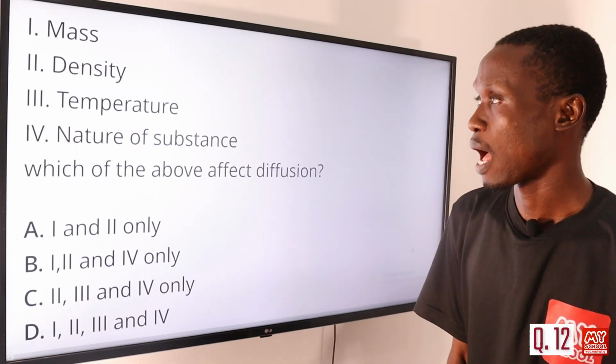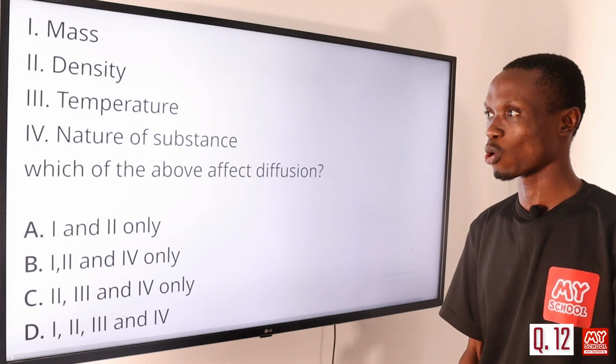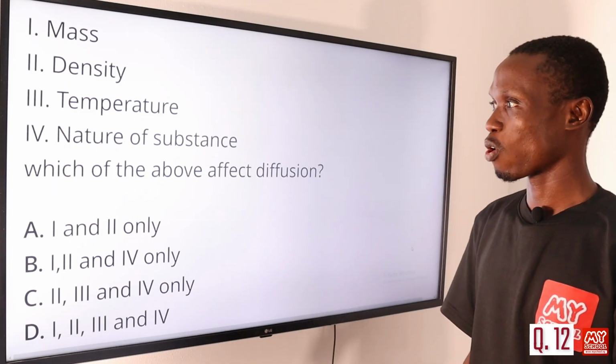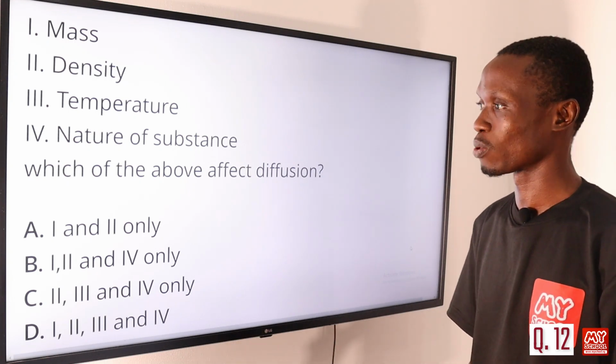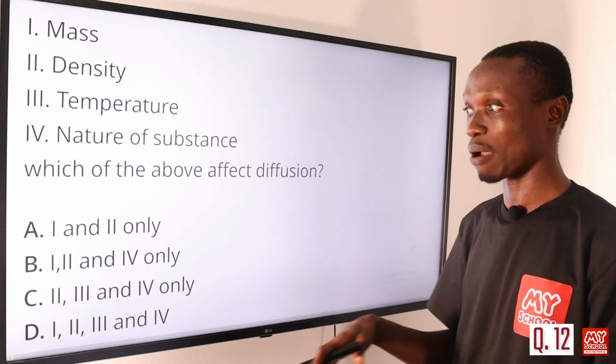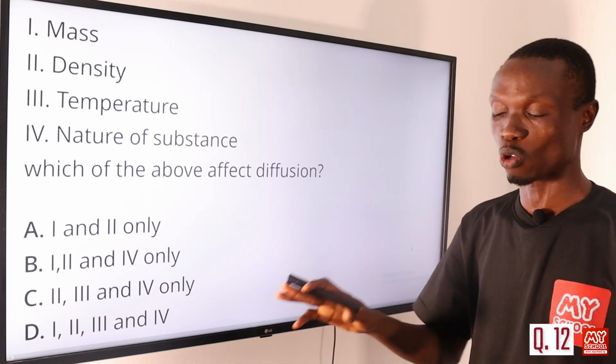Question 12. I, mass. II, density. III, temperature. IV, nature of substance. Which of the above affect diffusion? Okay, so these are the options that are provided. For this question, the correct answer is option D.